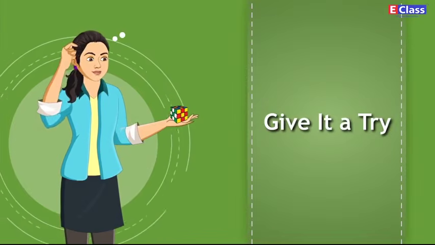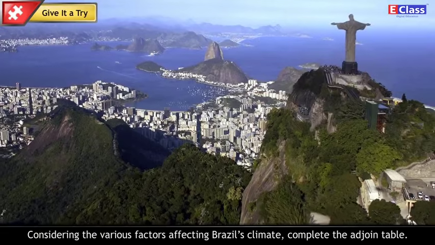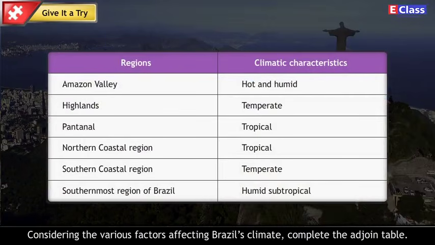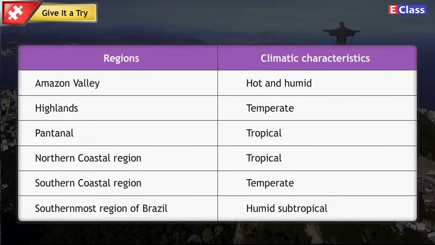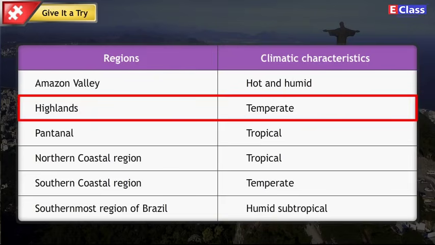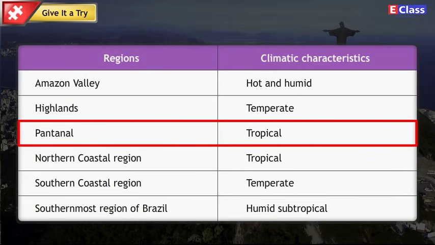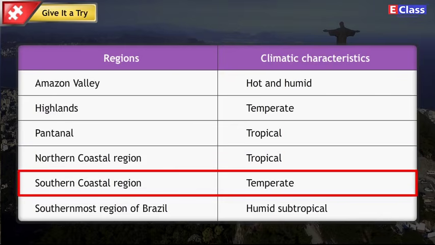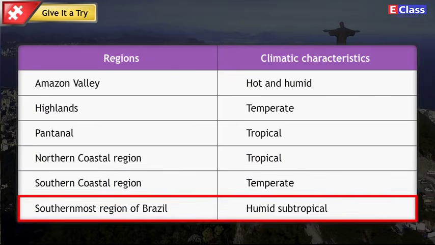Give it a try. Considering the various factors affecting Brazil's climate, complete the adjoining table. Regions, climatic characteristics. Amazon Valley, hot and humid. Highlands, temperate. Pantanal, tropical. Northern coastal region, tropical. Southern coastal region, temperate. Southernmost region of Brazil, humid subtropical.